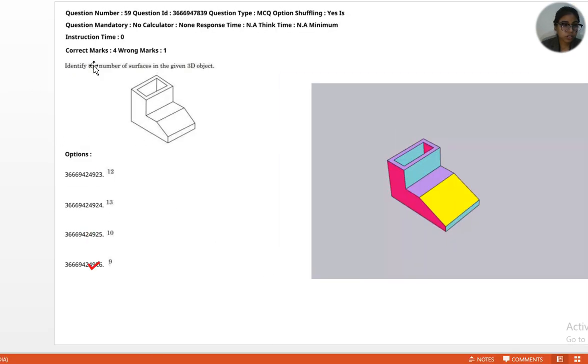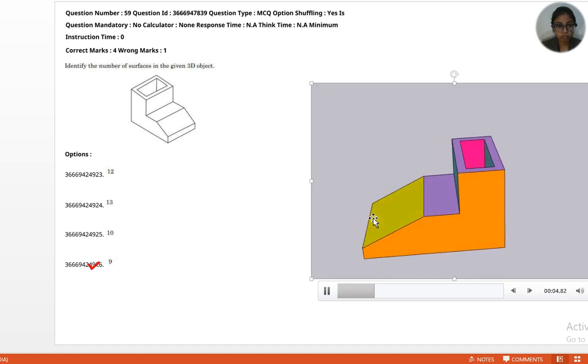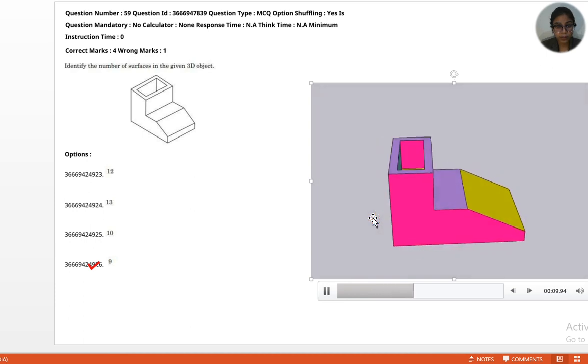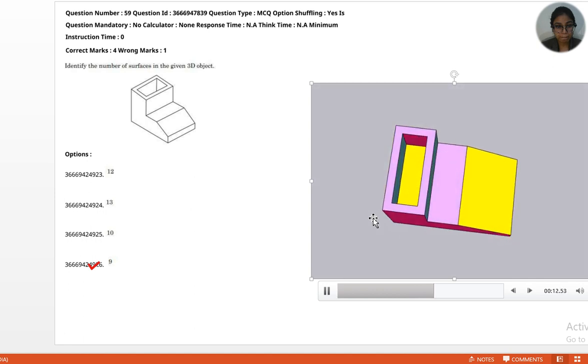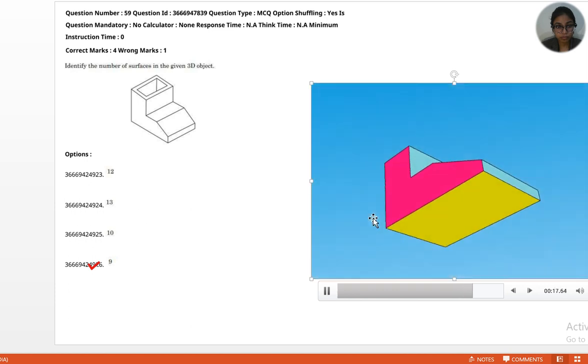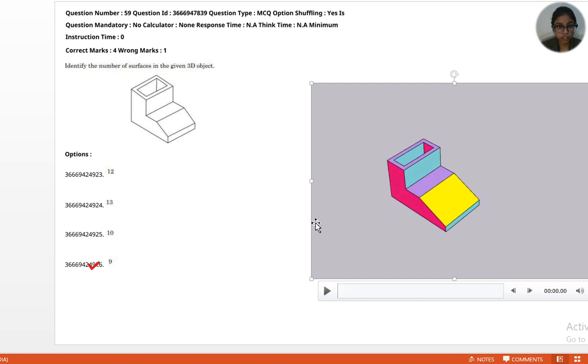So the next question is, identify the number of surfaces in the given 3D object. A 3D object has been given to you. You have to identify the number of surfaces. So have a look at the 3D of this object. This is the upper part. This is the bottom part. Now this is the front one.